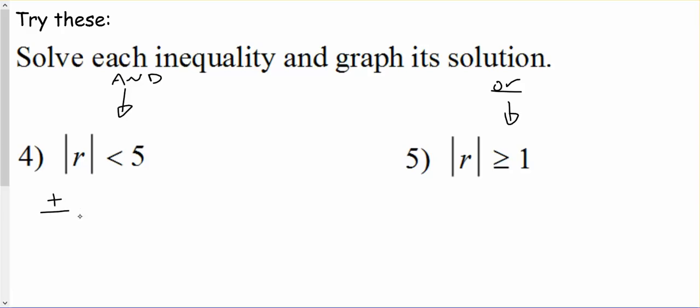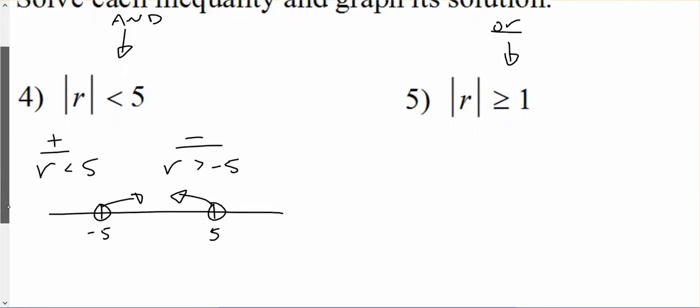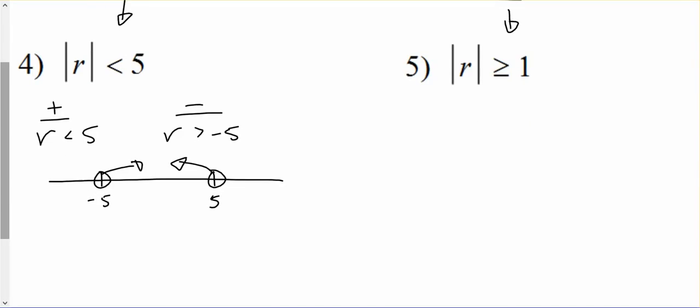So we say we've got our positive side, r is less than 5, and our negative side, r is greater than negative 5. If we were to graph this, negative 5 and 5, we're going to be less than 5, so that's open circle going to the left. We're going to be greater than negative 5, open circle going to the right. We look at this graph and we know, hey, this is an AND equation, so we've got to do a little bit more to it.